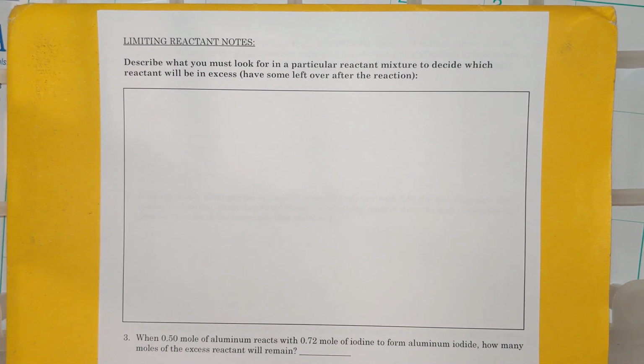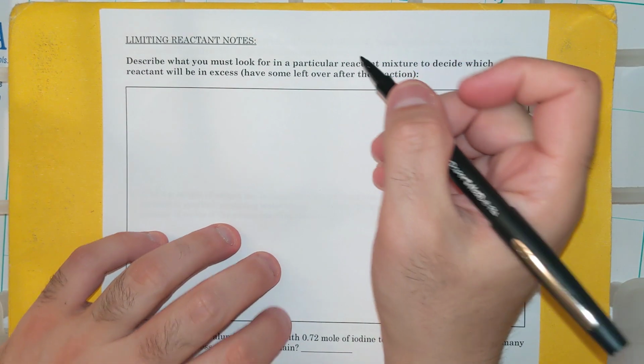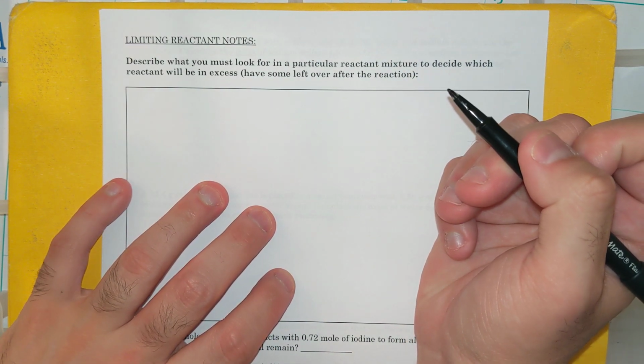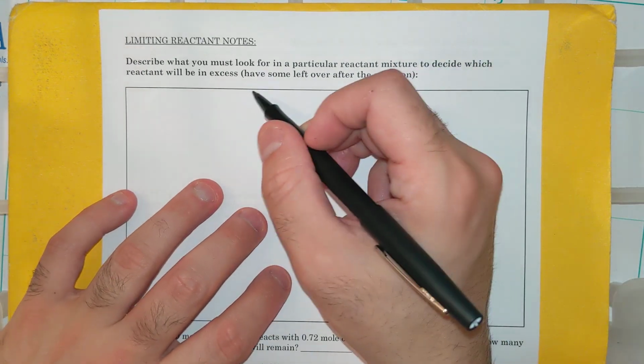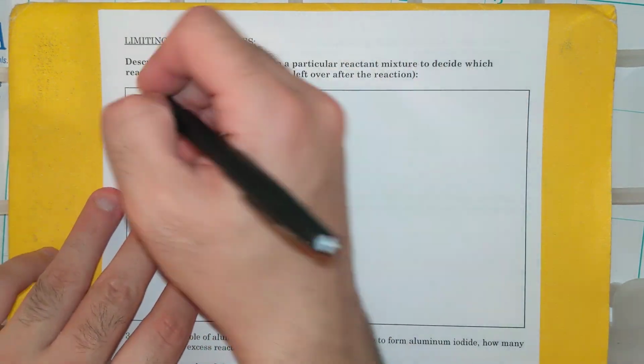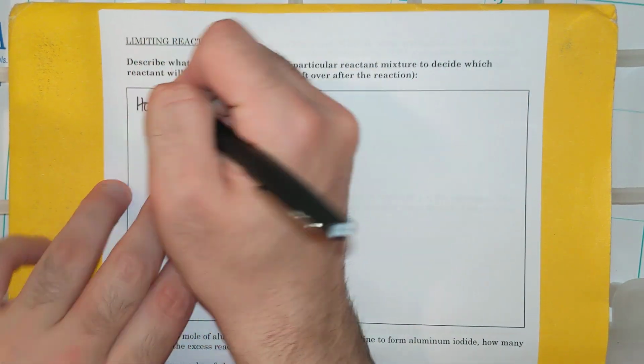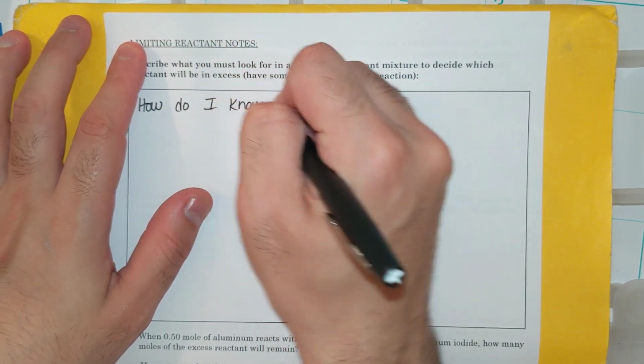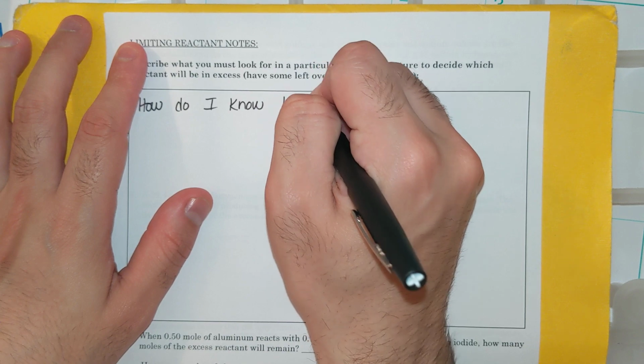Alright, hey Honors Chemistry. In this little video, I just want to record some notes for you to keep in mind when we're trying to solve for limiting reactant problems. So, things to look for in a particular reactant mixture to decide which reactant will be in excess. Well, I want to write a couple of notes. How do I know I have a limiting reactant problem?